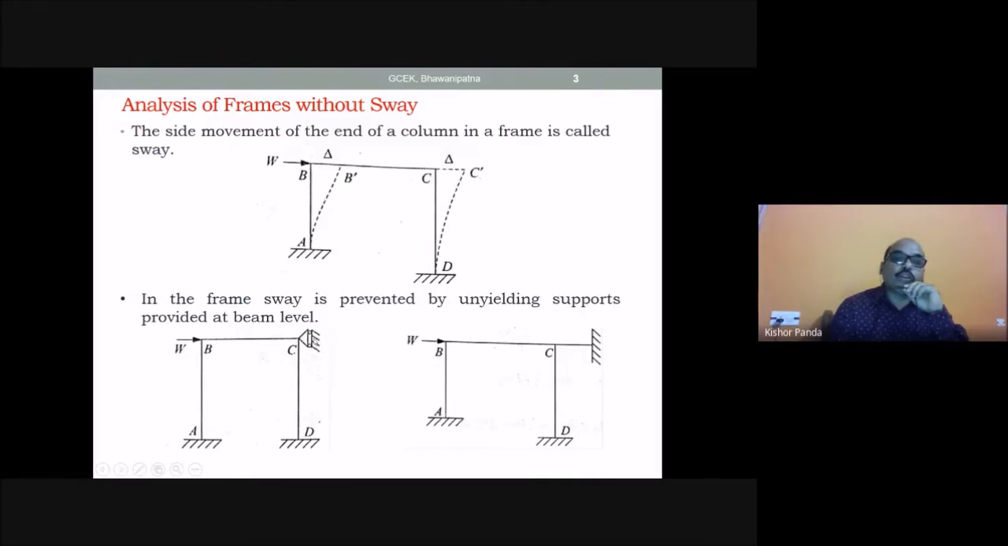But in the case of a non-sway frame, you can prevent this by providing an unyielding support at the beam level. This is your hinge and this is your fixed end. Due to this fixed end and this hinge, there is no movement of the end of the column at the beam level. So here there is no lateral displacement, and here also there is no lateral displacement. So this is the example of without sway.